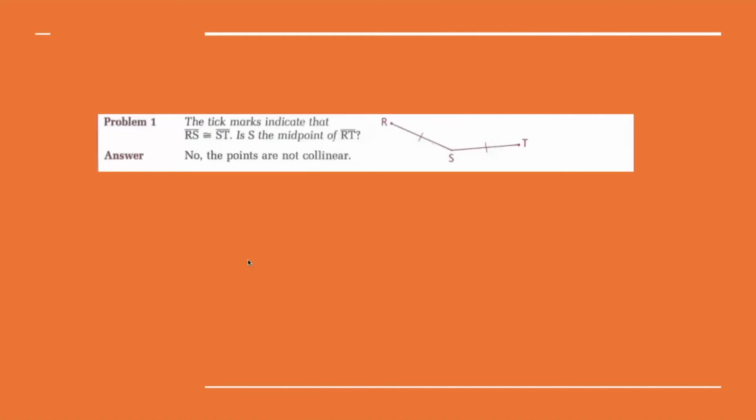Problem 1. The tick marks indicate that line RS is congruent to line ST. Is S the midpoint of line RT? As we learned in previous sections, these three points are actually not collinear. Therefore, point S cannot be the midpoint because they don't lie in a straight line. So the answer would be no. The points are not collinear, so S cannot be the midpoint.